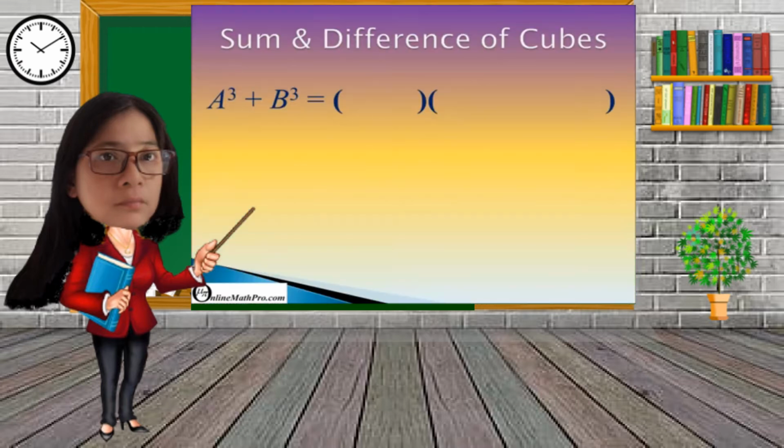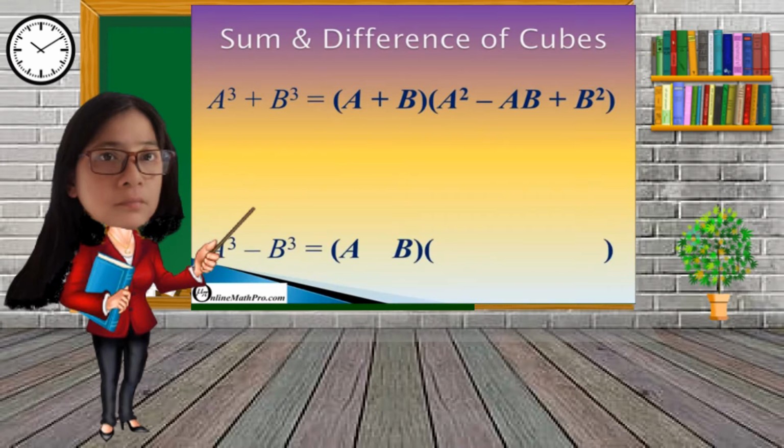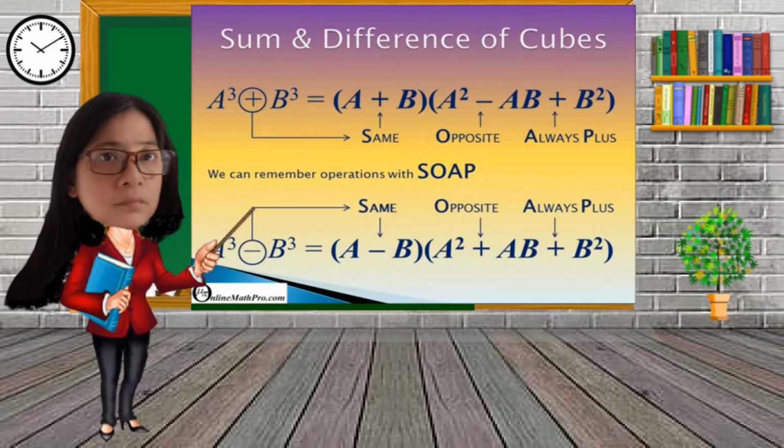A cubed plus b cubed: a plus b times a squared, ab, b squared, plus minus plus. A cubed minus b cubed: a minus b times a squared, ab, b squared, minus plus plus. Same, opposite, always plus.